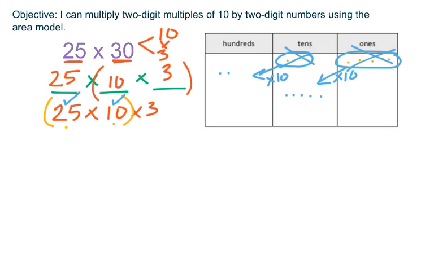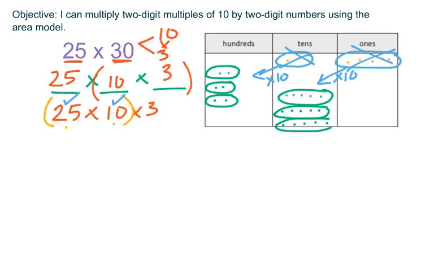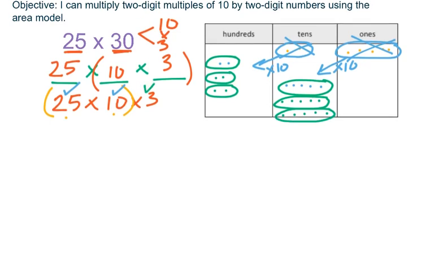Step 3 is multiply by 3. So in this case, I'm thinking I need to have 3 groups of my hundreds, and I need to have 3 groups of my tens. So I have 1, 2, 3. And I have 1, 2, 3, 4, 5, 2, 2, 3, 4, 5, and 3. Okay, done my third step.